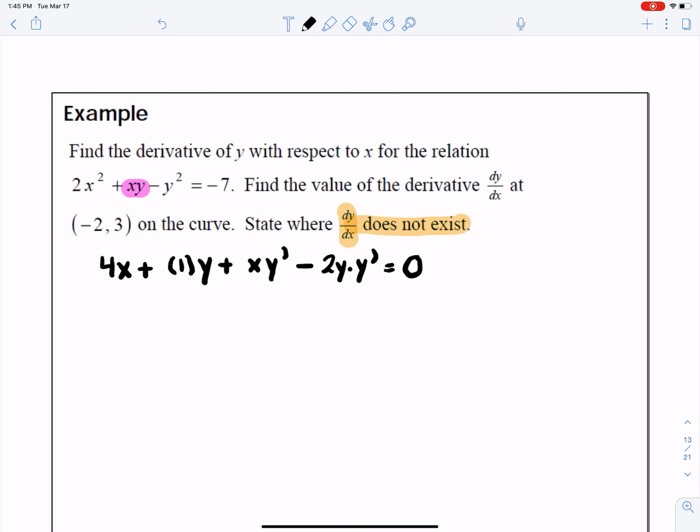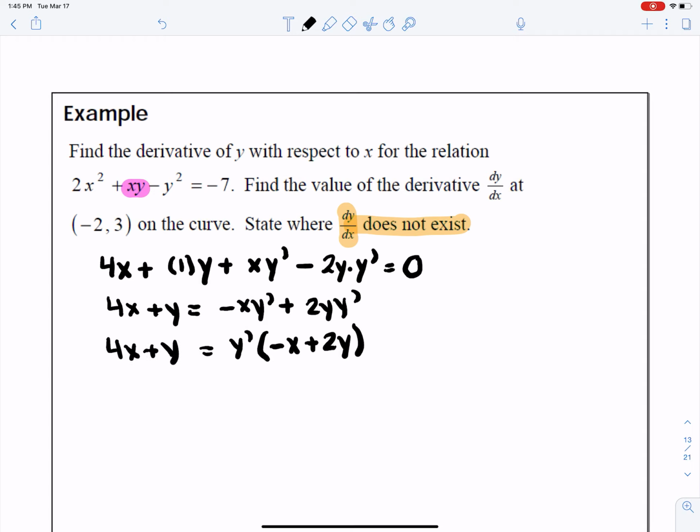Sometimes it's really easy to forget that there's a -7, and instead of writing -7, you have to make sure you're taking the derivative of the -7, which is 0. Okay, we want to group the y prime terms together and move everything else over. So 4x plus y equals -x y prime plus 2y y prime. I factor out the y prime. These steps don't change. They stay the same in every example. It's just a matter of getting the y prime terms together and everything else on the other side. I finally isolate for y prime by dividing both sides by minus x plus 2y, and this represents my slope of the tangent.